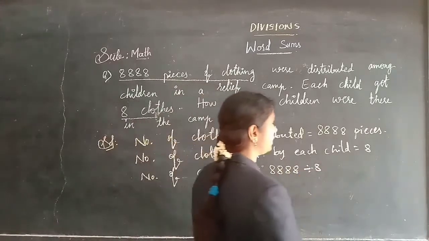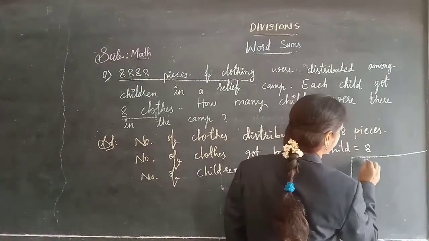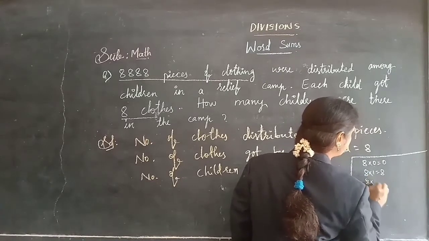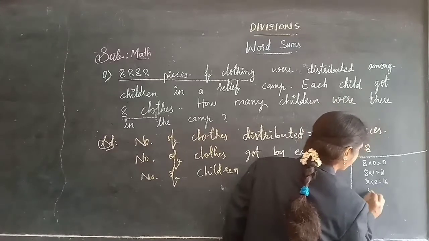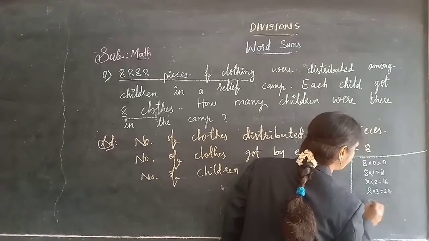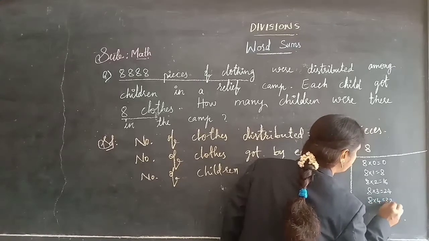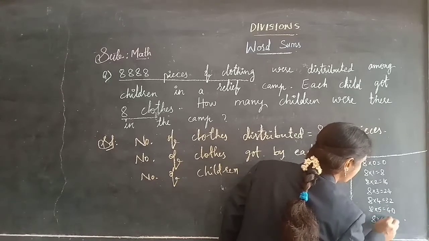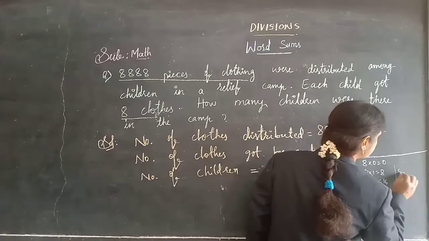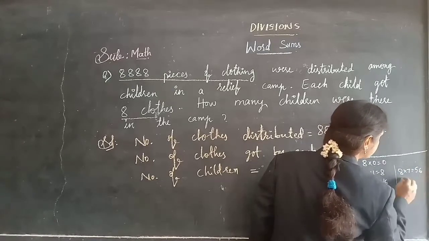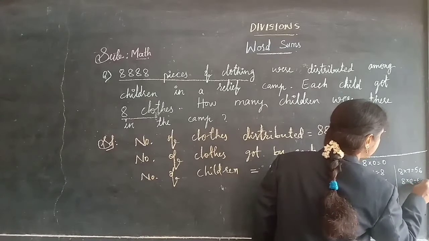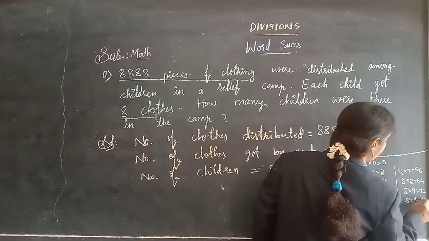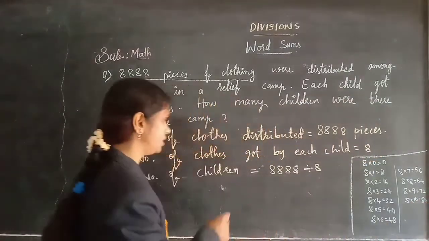Okay, let's write the 8 table here. 8 zeros are 0, 8 ones are 8, 8 twos are 16, 8 threes are 24, 8 fours are 32, 8 fives are 40, 8 sixes are 48, 8 sevens are 56, 8 eights are 64, 8 nines are 72, 8 tens are 80. Now let's divide, children, here.